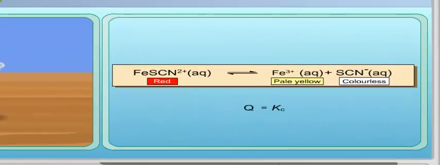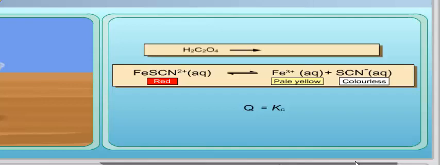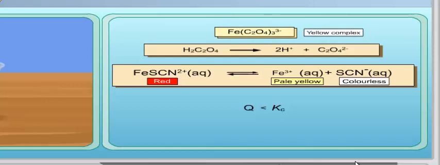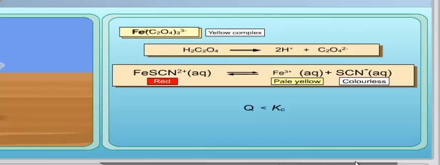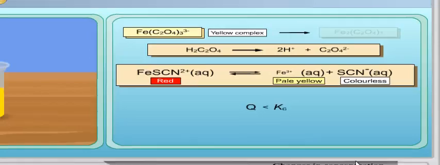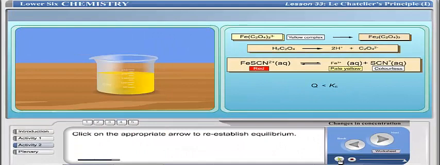Click the ethanedioic acid button. Ethanedioic acid ionizes in water to form the oxalate ion C2O4 2-, which reacts with the Fe3+ ions. Click on the appropriate arrow to re-establish equilibrium.